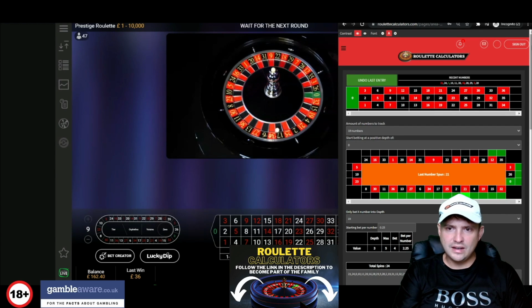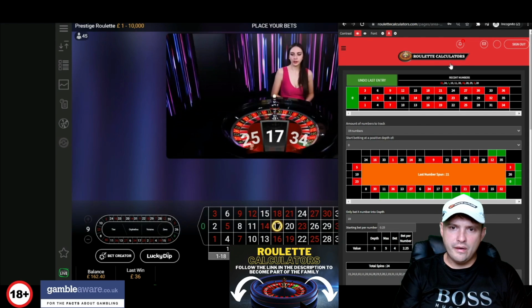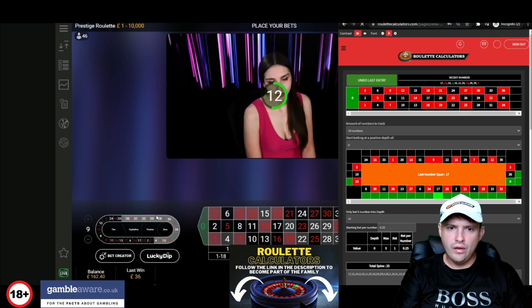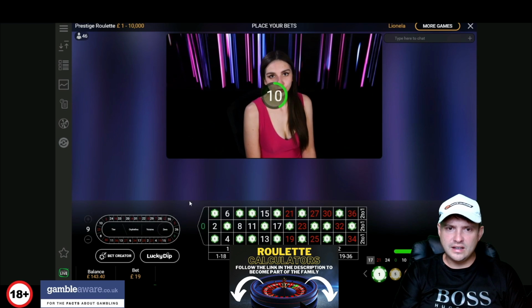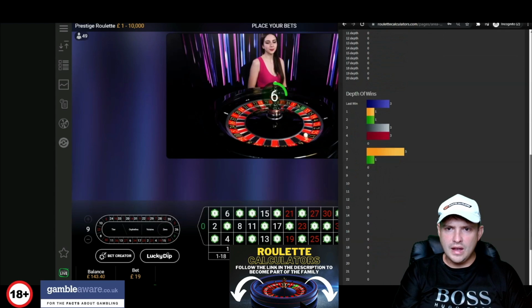Yeah, so that's gone back to number 17. So that's a depth of 3 that has come out now. So it's completed that series. So Sam's fancying his luck on the unhighlighted section again, and I don't blame him.